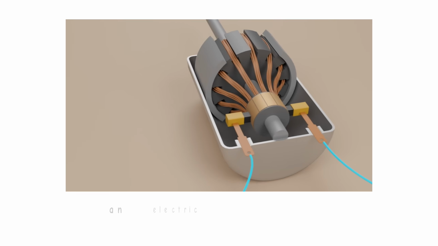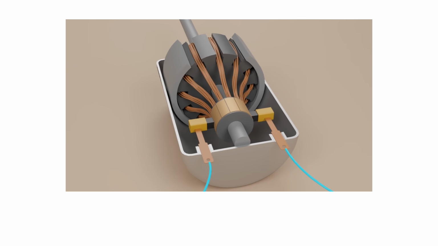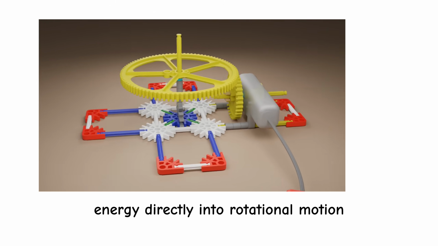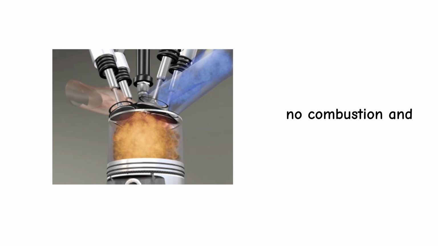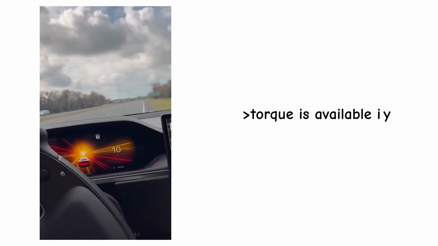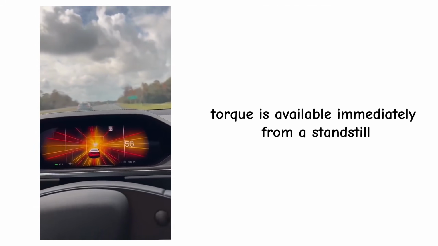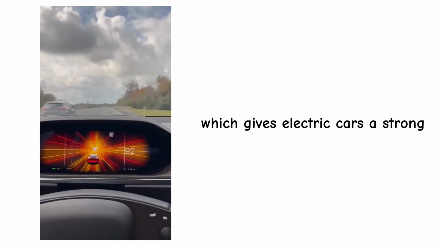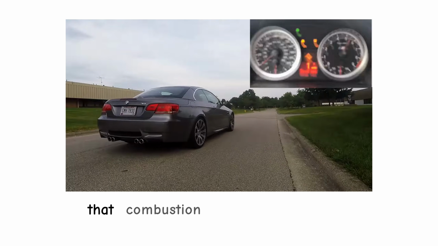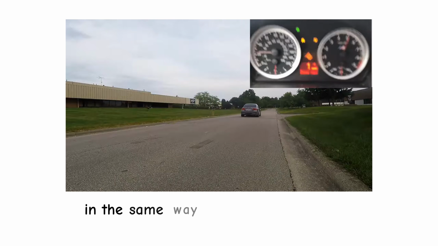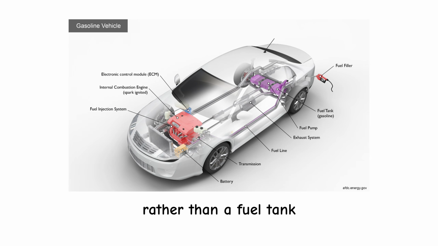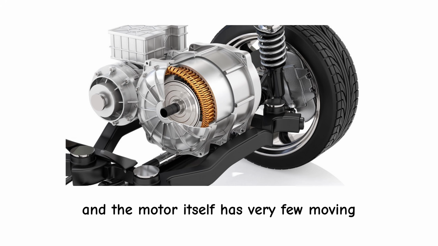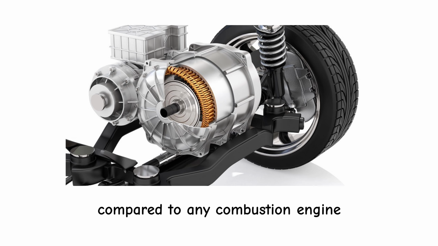Electric motor. An electric motor converts electrical energy directly into rotational motion using magnetic fields. There are no pistons, no combustion, and no exhaust. Torque is available immediately from a standstill, which gives electric cars a strong, linear surge of acceleration that combustion engines can't replicate in the same way. The energy comes from a battery pack rather than a fuel tank, and the motor itself has very few moving parts compared to any combustion engine.